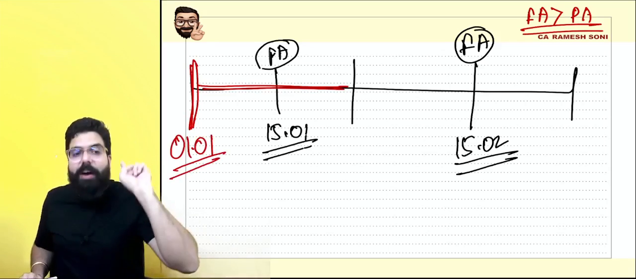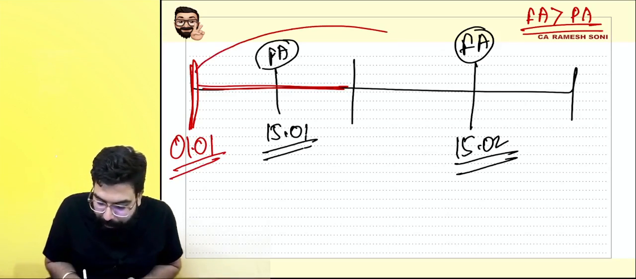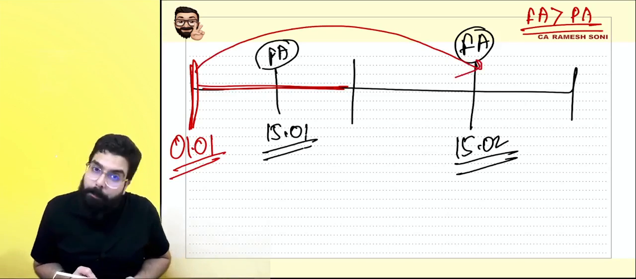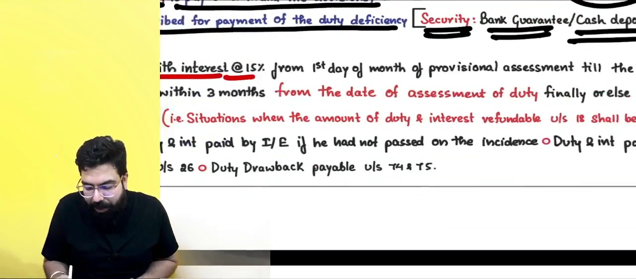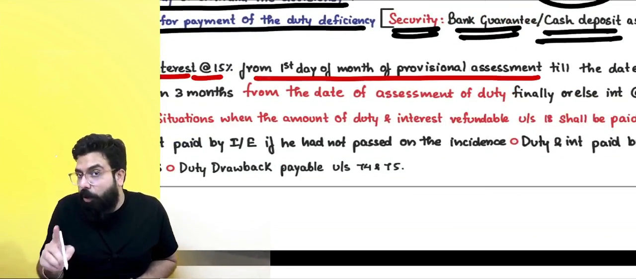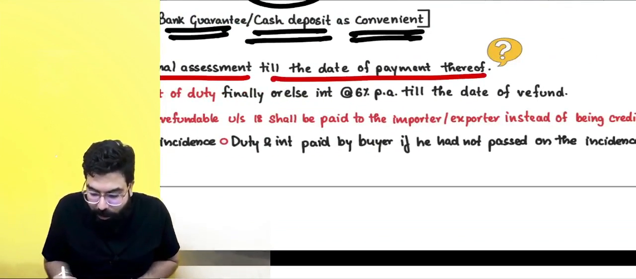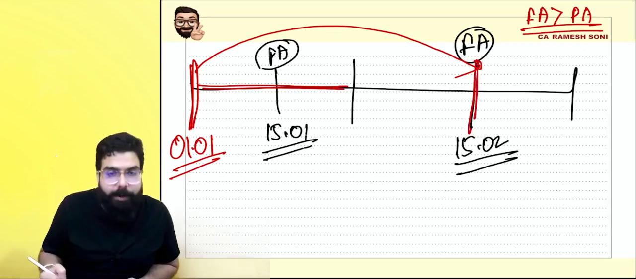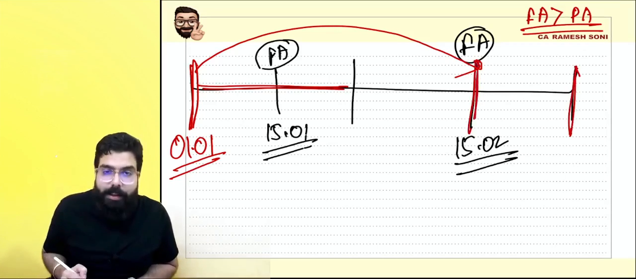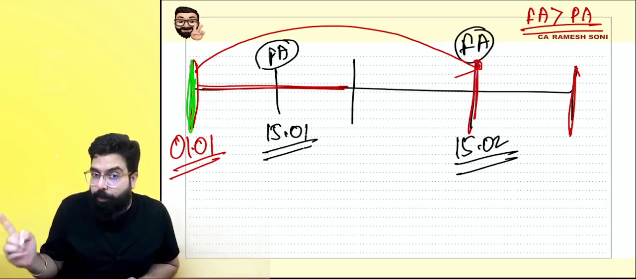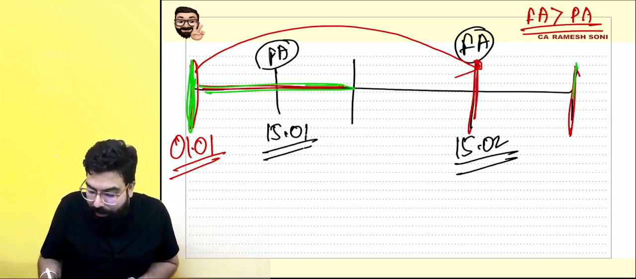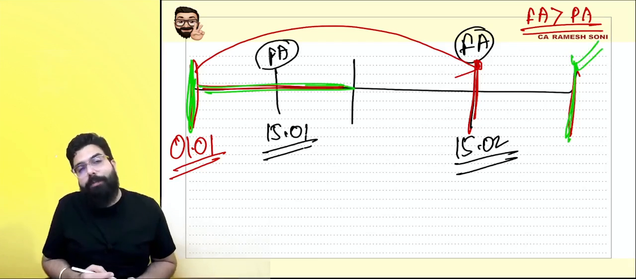Basically, from the first day of the month, you will have to pay interest till the date of payment. See everyone, pay interest at the rate of 15% from the first day of the month of provisional assessment till the date of payment. Final example, final assessment happened here and you made the payment over here, then you have to pay the interest from the first day of the month in which provisional assessment was done till the date of payment of the duty.